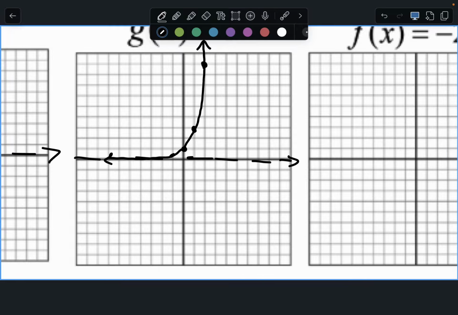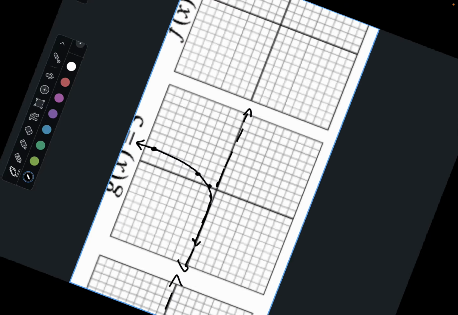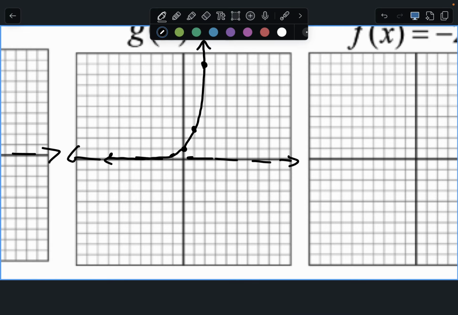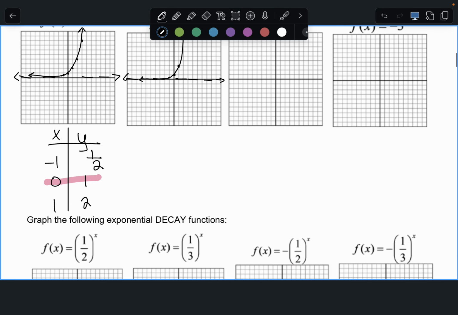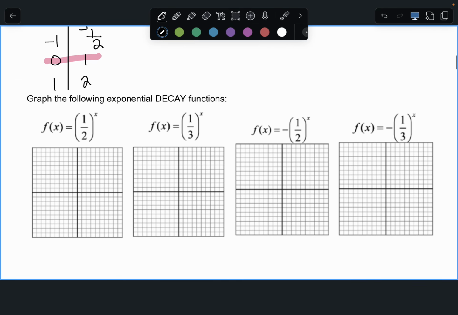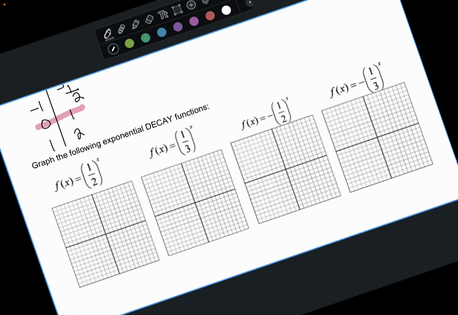Same thing with that A value. It's going to stretch or shrink it. But that's kind of how those parent functions work. Questions so far? We're almost done with this section. Let's do one decay one, and then we'll be done. Let's do a decay with a negative and with a 3, because we did a positive 2 before.